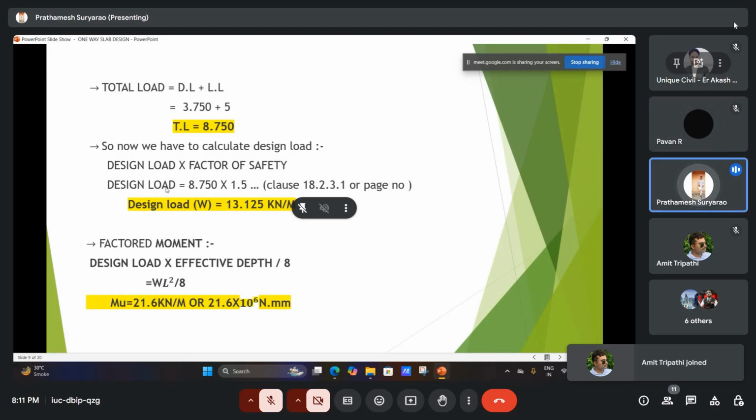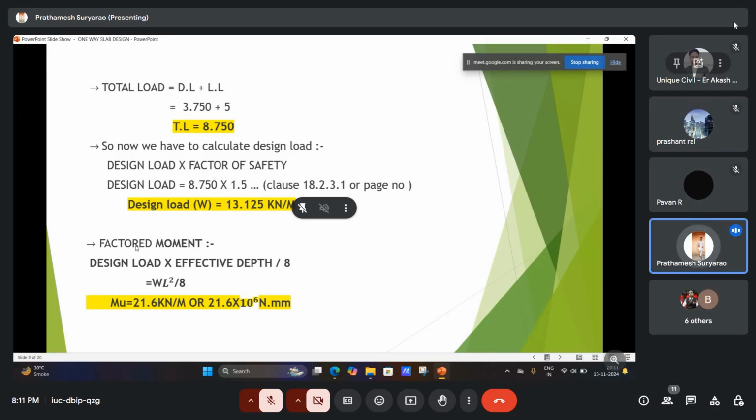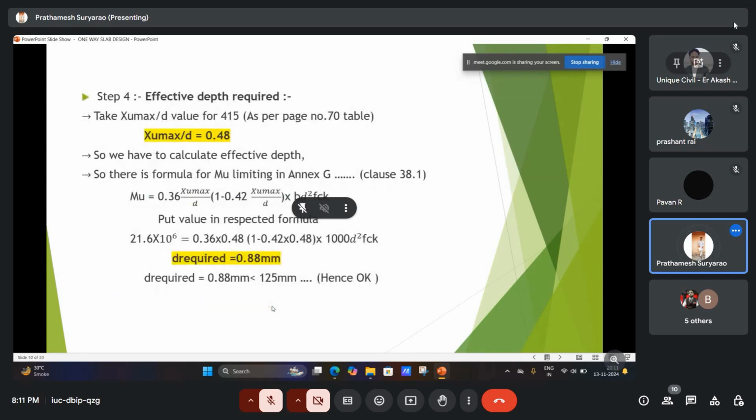After calculating the design load, we have to calculate the factored moment also. For the factored moment, there is a formula: design load into effective span square upon 8, which is WL square upon 8. We get Mu as 21.6 kilonewton meter, or in terms of Newton mm, 21.6 into 10 raised to 6 Newton mm. After calculating this, we will go to the next slide.